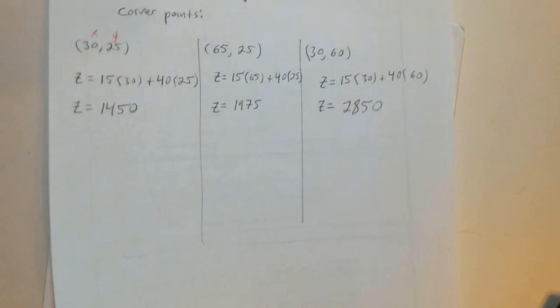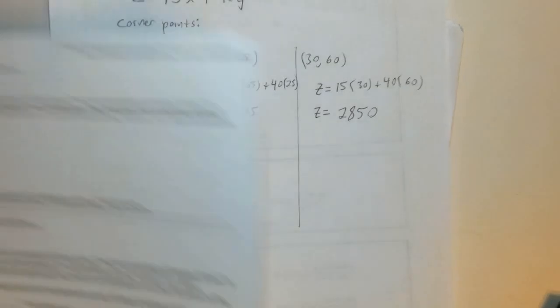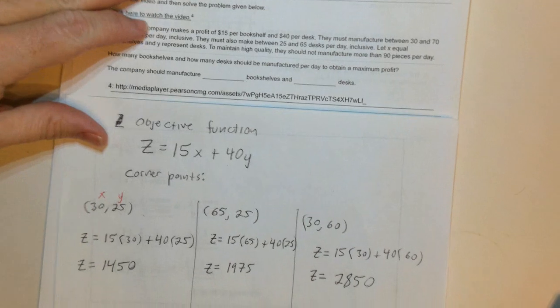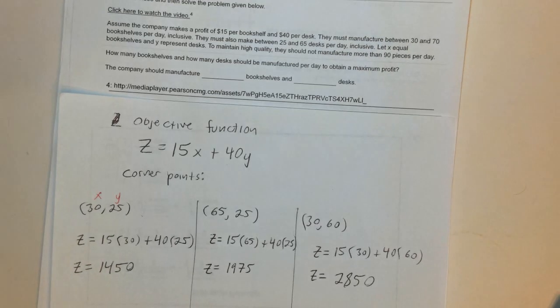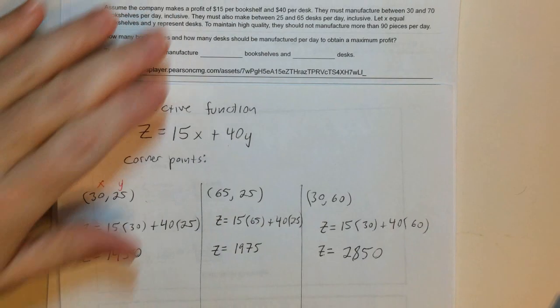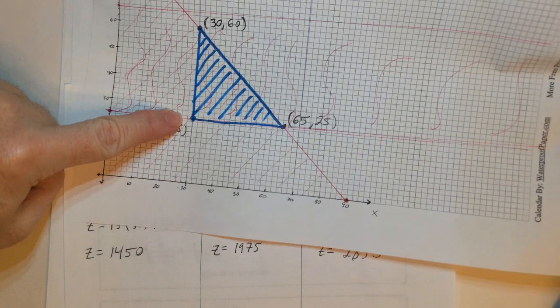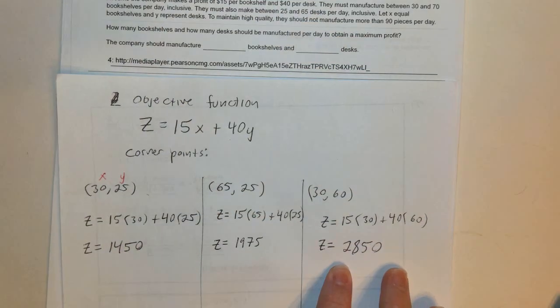Okay, the question, where was the question? All right, I'm going to need this still. How many bookshelves and how many desks should be sold to maximize profit? Well, I guess I was wrong. I thought this would have been the smallest number, but no, it's actually, this yields the maximum. Okay, 3060.